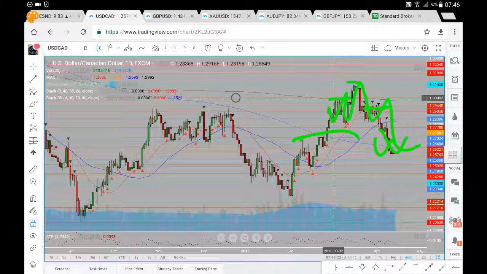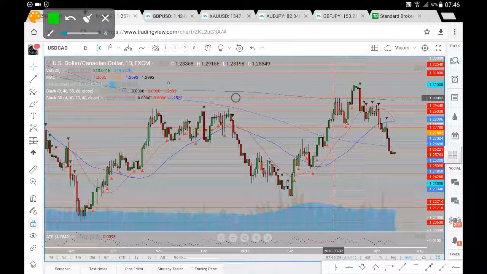So in the grand scheme of things, we'll still see whether we do form another higher low. There is still the potential to form a higher low and see further upside momentum, especially if we can break above the 131 level and see a strong recovery here in the US dollar against the CAD.